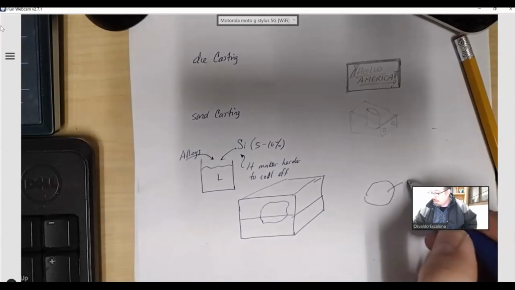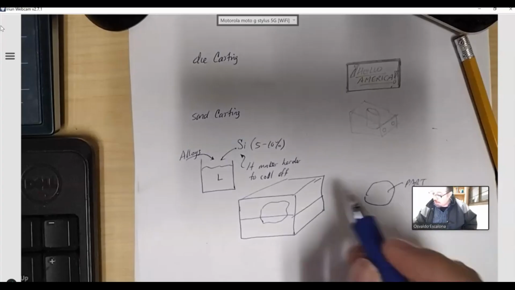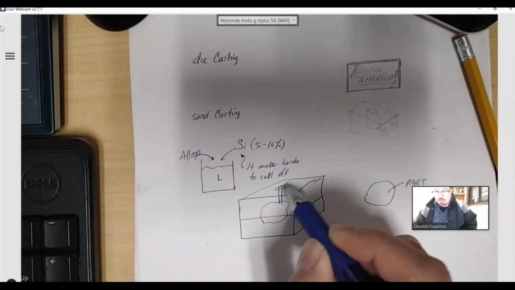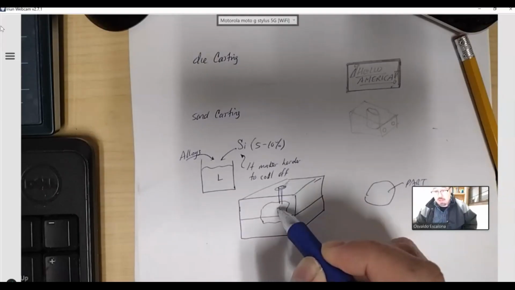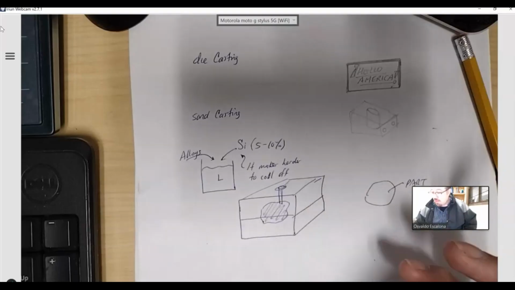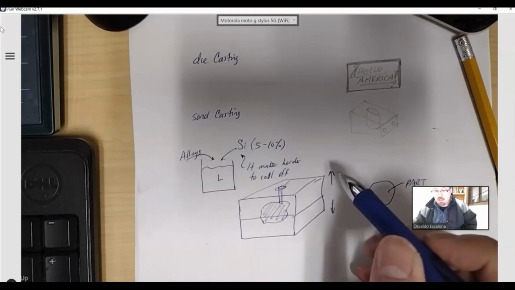This is the part that I want to get out of it. When I put the liquid into an opening, it will go through the cavities and eventually fill up my part. Let it cool off, then I will open the cup and the drag. That's how you call it.